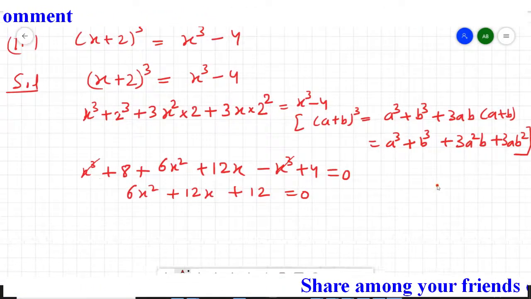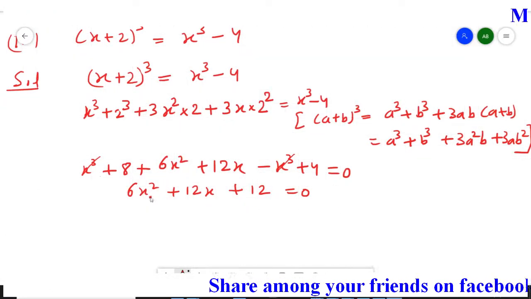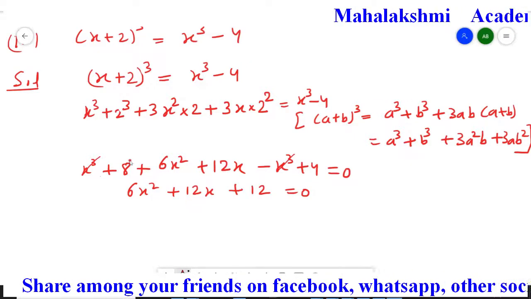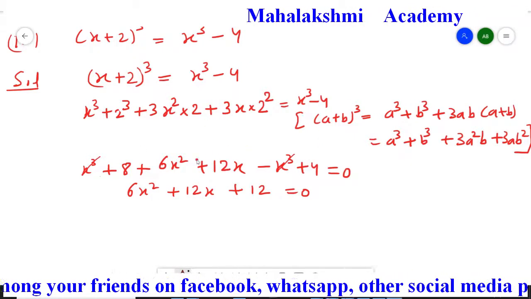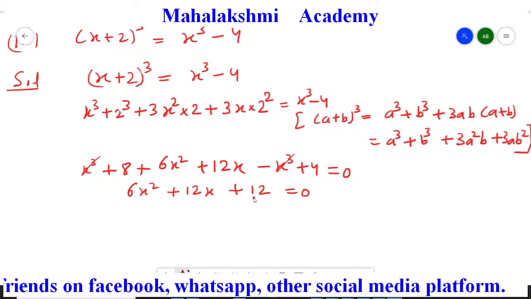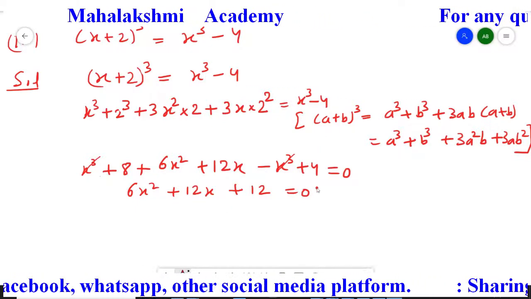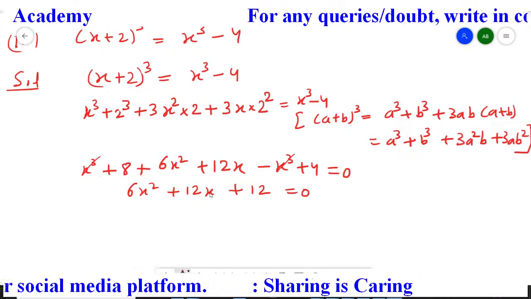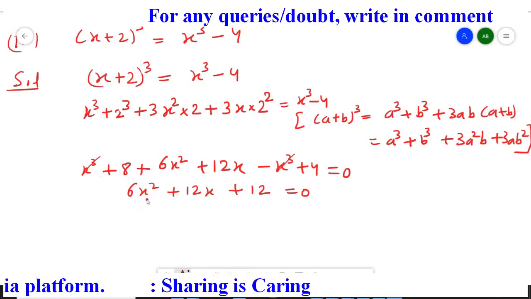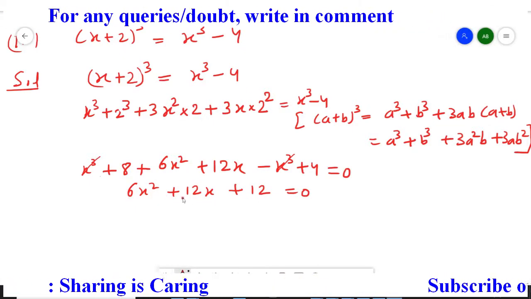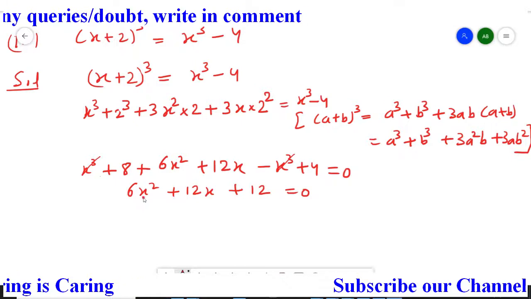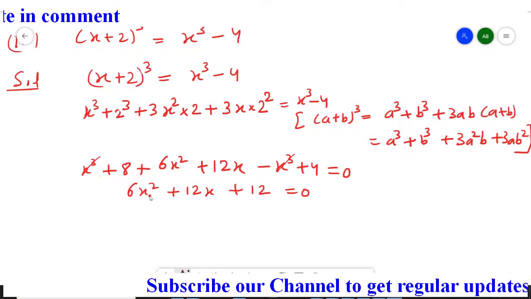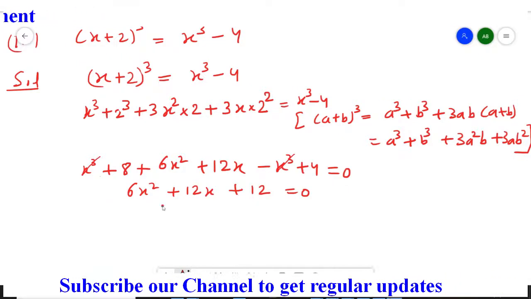So you see here, this 6x square as it is, 12x as it is, because they are alone, they don't have any other like terms. Now this 8 and this 4 will get added and we'll get here 12. So here what is the maximum power of the variable? The maximum power of variable is 2, because here power is 1 and its power is 2. Since the maximum power is 2, so degree of this equation is 2, and since degree is 2, that's why it's a quadratic equation, because it came in the form of ax square plus bx plus c. So it's a quadratic equation.